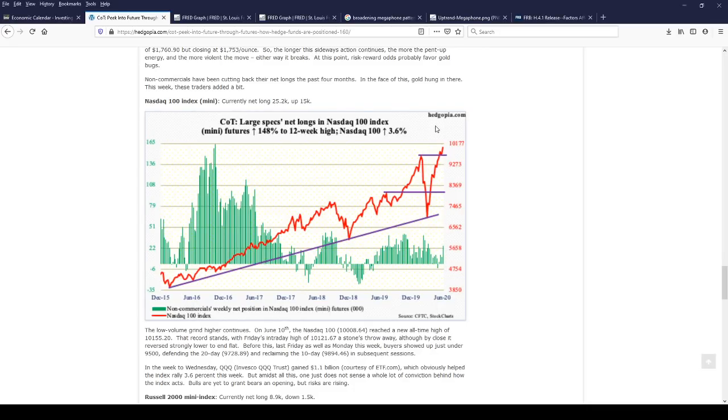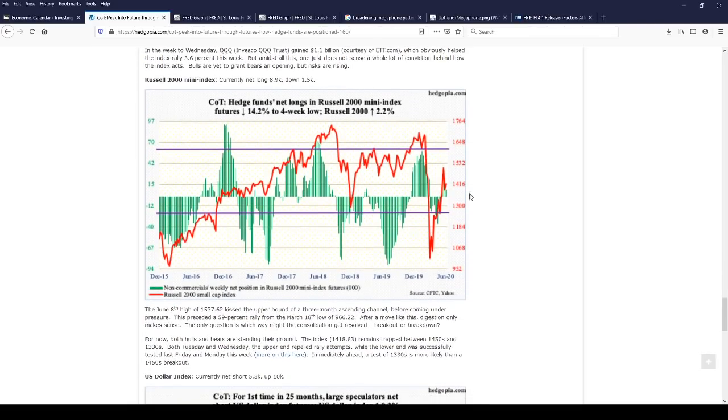How about on the NASDAQ? Hedge funds went long the NASDAQ. I have not seen anything to suggest they're selling tech stocks, but I do know they are long tech stocks, and now we see them even longer in the futures market. How about the small caps? Russell 2000. We've seen virtually no change on small caps at all.